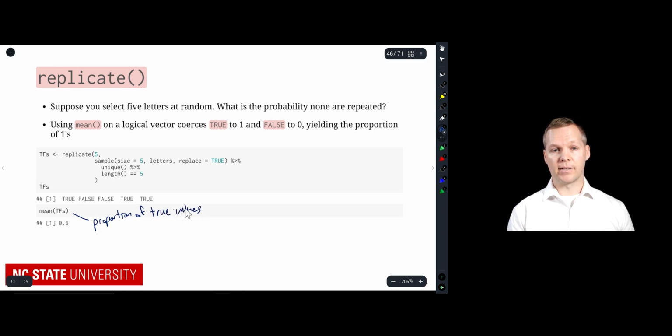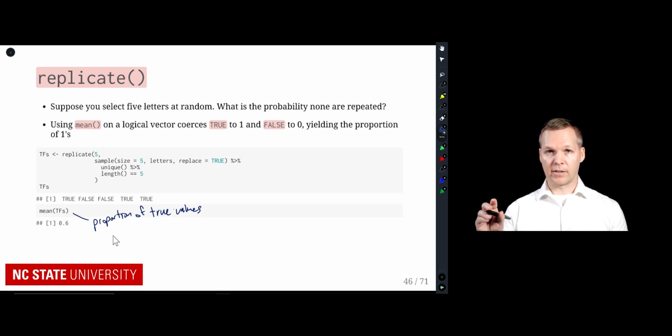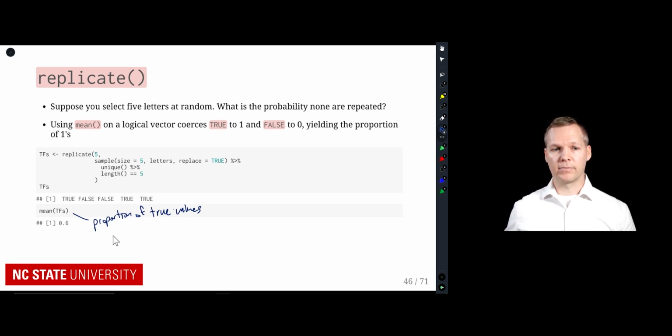And what that means is that this is exactly the kind of thing that I wanted to look at when I was thinking about the number of times this event occurs divided by the total number of trials. That's what a proportion is, how often that thing occurs divided by the total number of trials. And so this is going to give me a way to easily determine the probability that none are repeated.